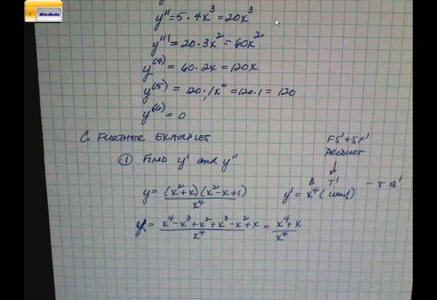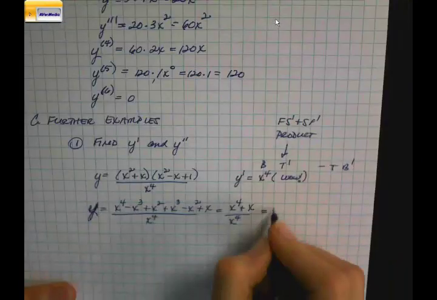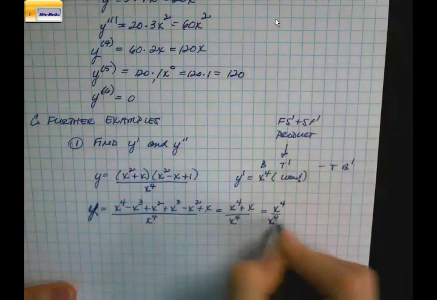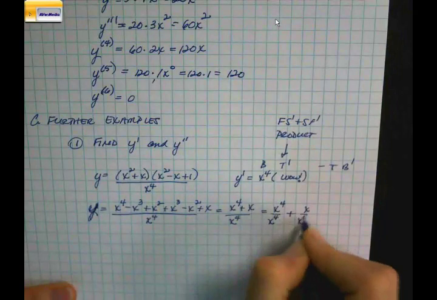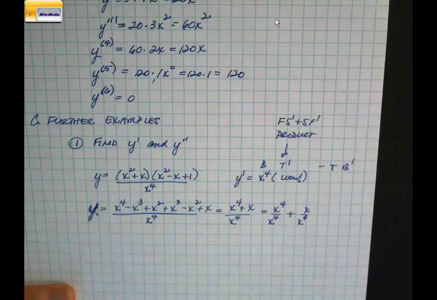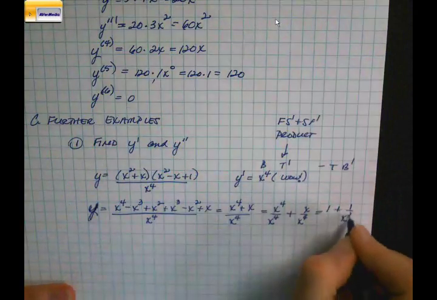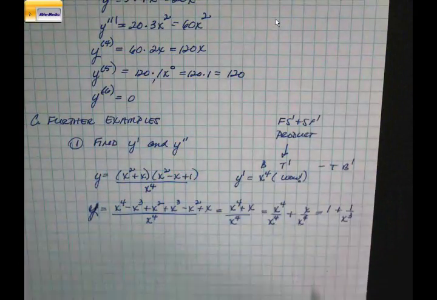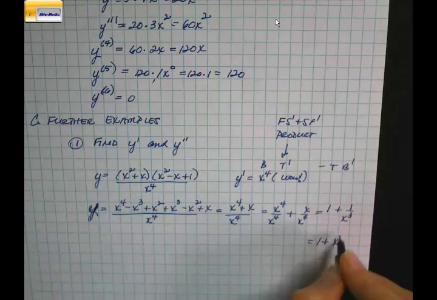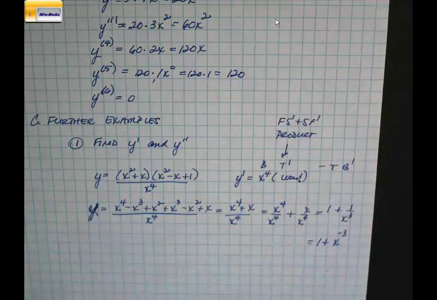Now, it can even get a little bit better yet. I could do the quotient rule on that: the bottom times the derivative of the top minus the top times the derivative of the bottom, divided by the bottom squared. I can do all of that, or I could rewrite this as x to the fourth over x to the fourth plus x over x to the fourth, right? Which is just 1 plus 1 over x cubed. And we can even make this easier by calling this 1 plus x to the negative 3.